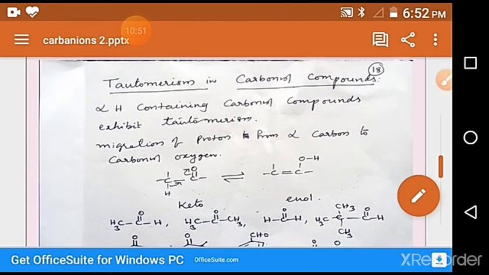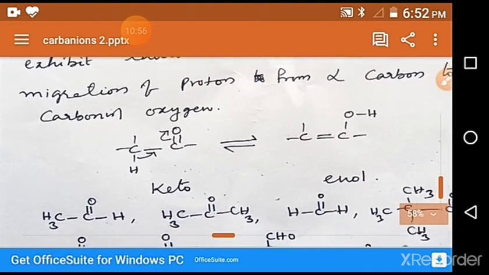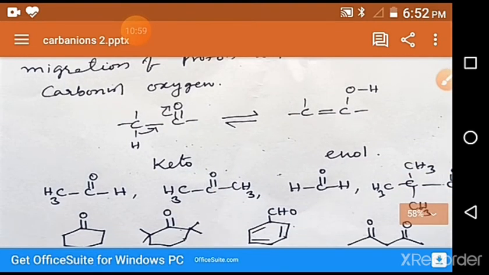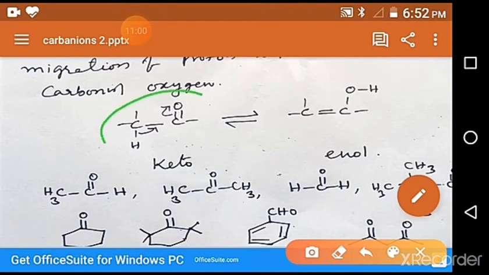So tautomerism is exhibited in carbonyl compounds, as we have just discussed. How? This is a carbonyl compound. Once again, this is a carbonyl compound. This is an alpha hydrogen. Why is this alpha hydrogen attracted towards oxygen? That's what we have to discuss.